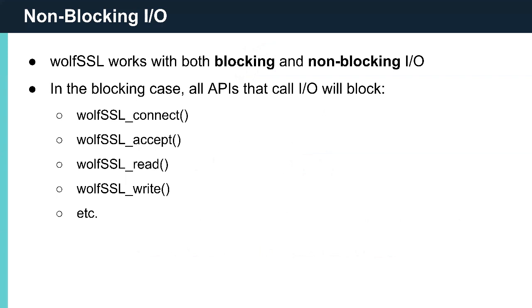So you can use wolfSSL with I/O that's both blocking or non-blocking. Blocking is the default case, but there's a lot of use cases that have non-blocking I/O as well. In the blocking case, all the APIs that do call I/O will block along with that I/O. So things like wolfSSL_connect, accept, read, write. If you call those, execution will just block inside of there down at the socket level or your transport level until data is able to be sent or received.